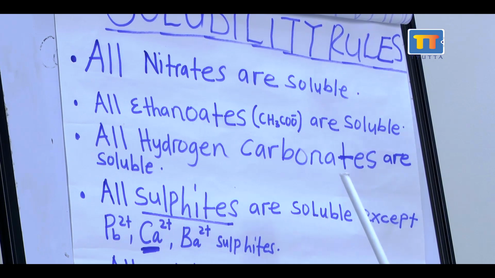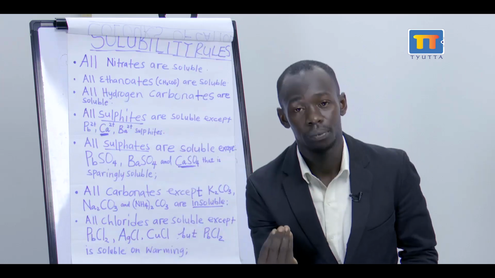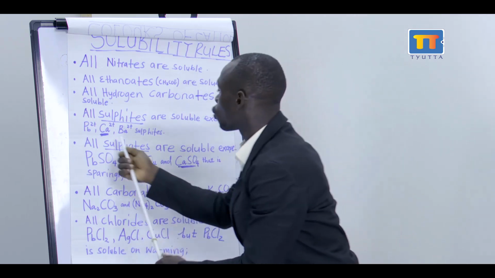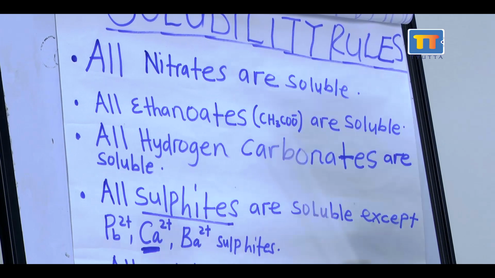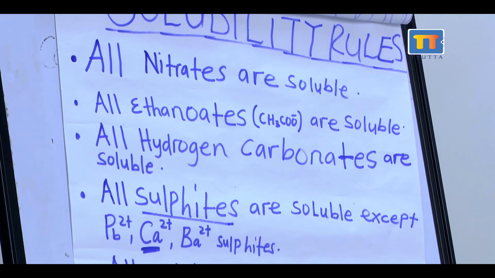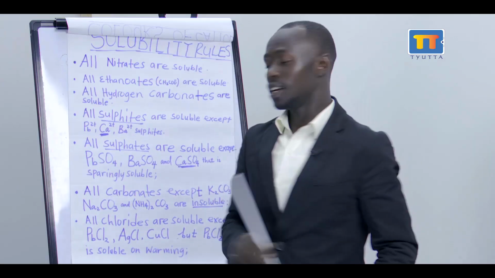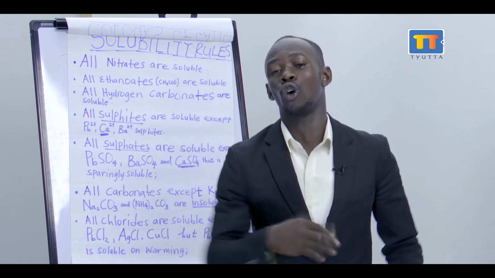Except we have got lead 2 ions. When we have lead 2 sulfite, it will not dissolve in water. We have got what we call calcium sulfite. Calcium sulfite will also not dissolve in water. We have got what we call barium sulfite. Now, these 3 here do not dissolve in water.